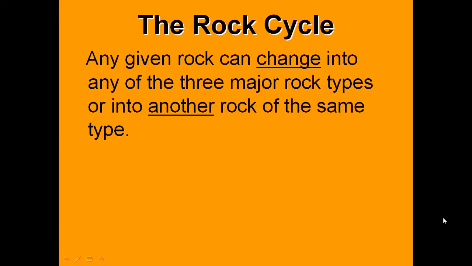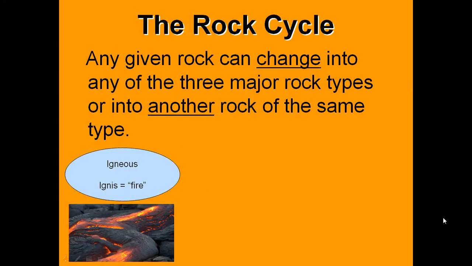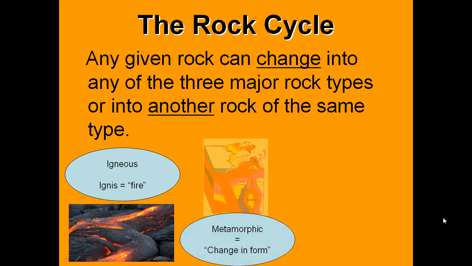What we're going to learn about is that the rock cycle just means that any given rock can change into any of the three major types of rocks or into another type of the same rock. Okay, so our three rock types are igneous rocks. Igneous means fire, so that's going to help you remember. These rocks form from lava or magma that cool.